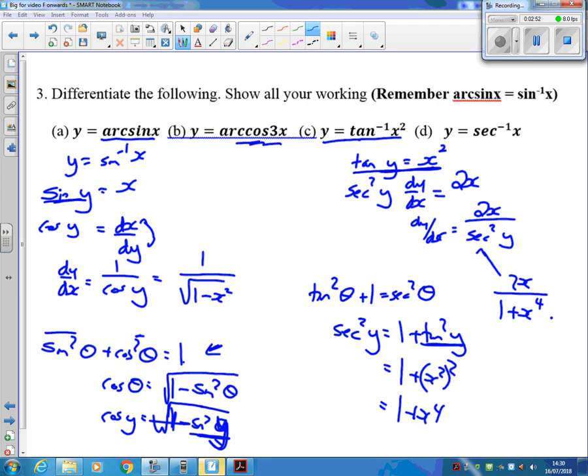Similar ideas with this one here and this one here to try and work through to get them back in terms of x's. Some challenging questions.